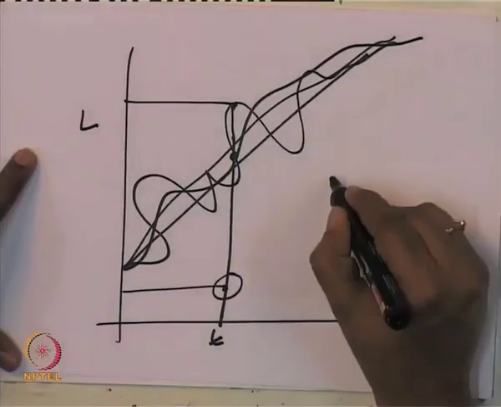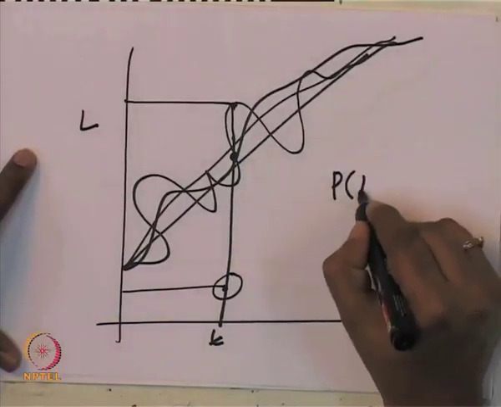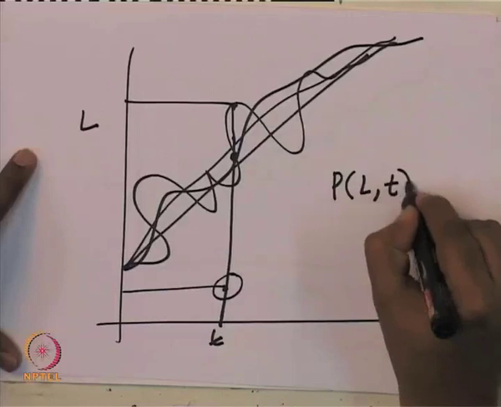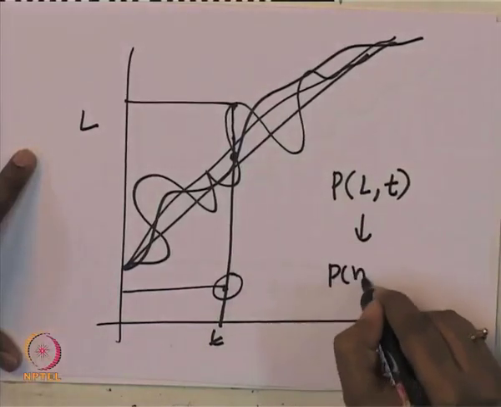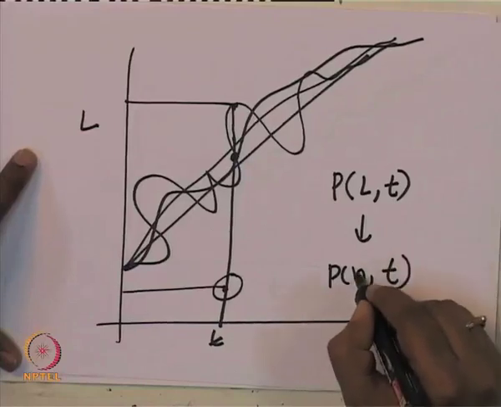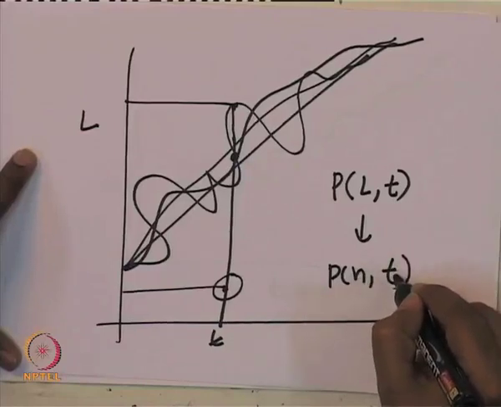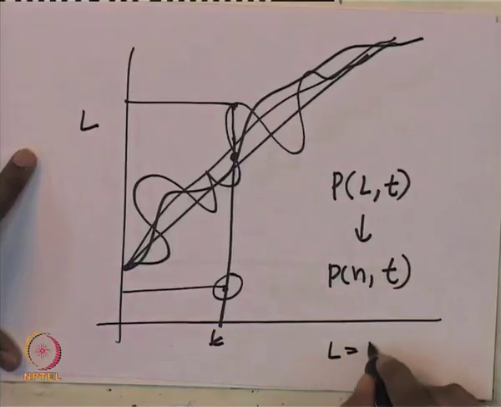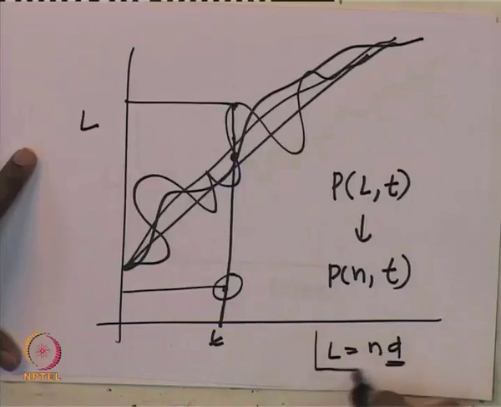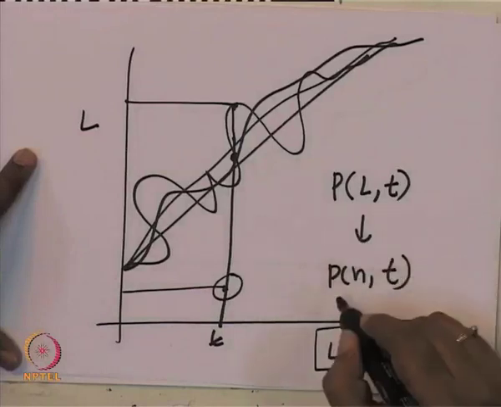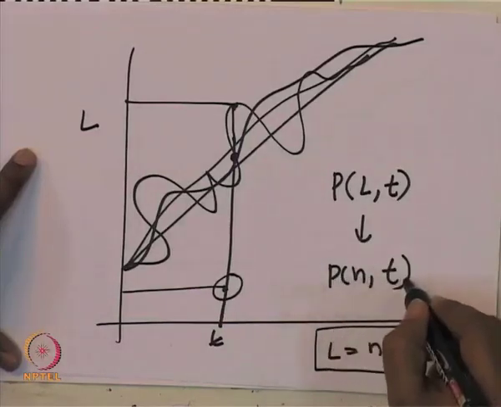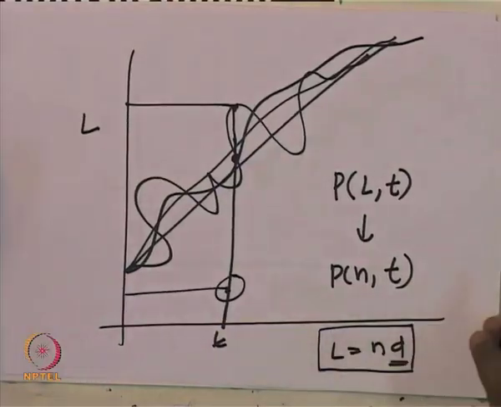So, you can always imagine writing the probability that you will find a length L at a particular time t. This is the same as P of n, t. In other words, what is the probability that you have n monomers at a particular time t? L is n times d, where d is the size of the monomer. So, instead of P of L, t, you can also think of P of n, t, the probability to have n monomers at time t.